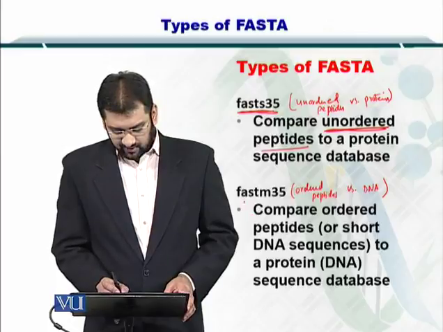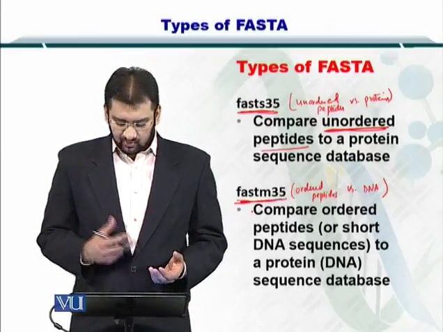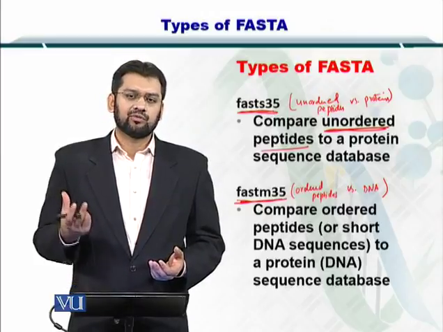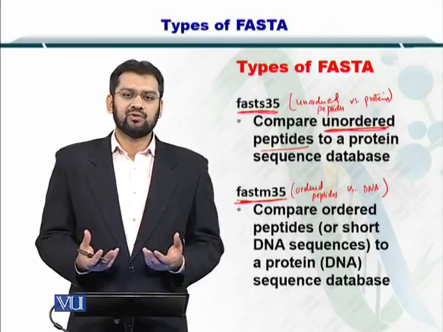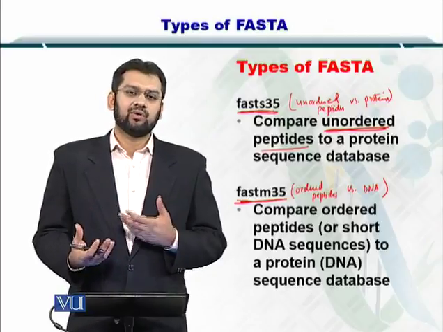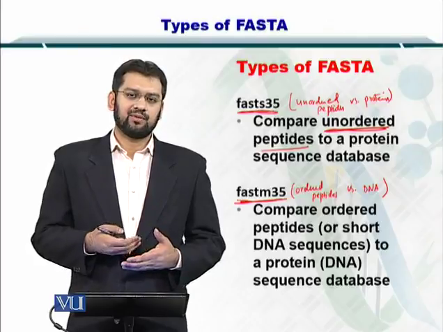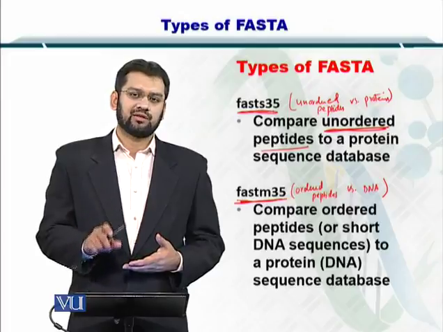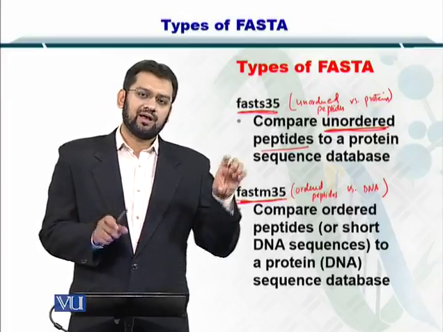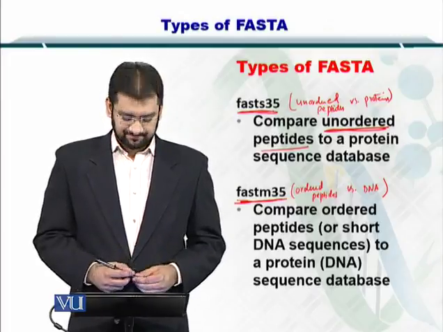The next is FASTM35, wherein you have an ordered set of peptides versus a DNA database. When I say a DNA or an RNA database, essentially it's a nucleotide database, and we compare all 6 open reading frames that can be created by each sequence within the database, and then look at the protein sequence followed by its comparison with your query sequence.